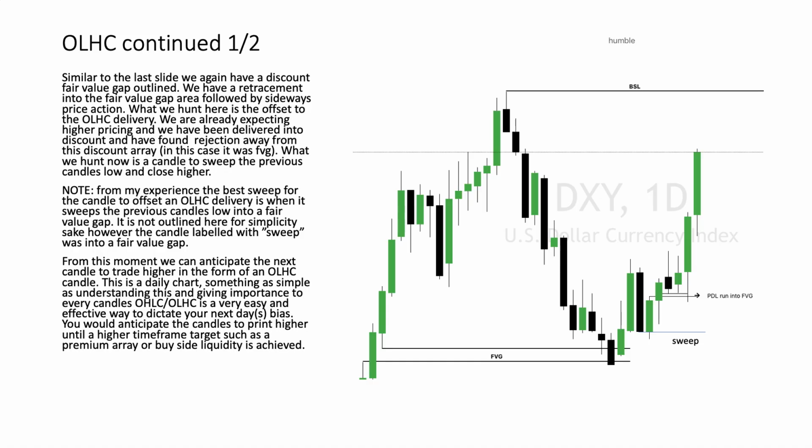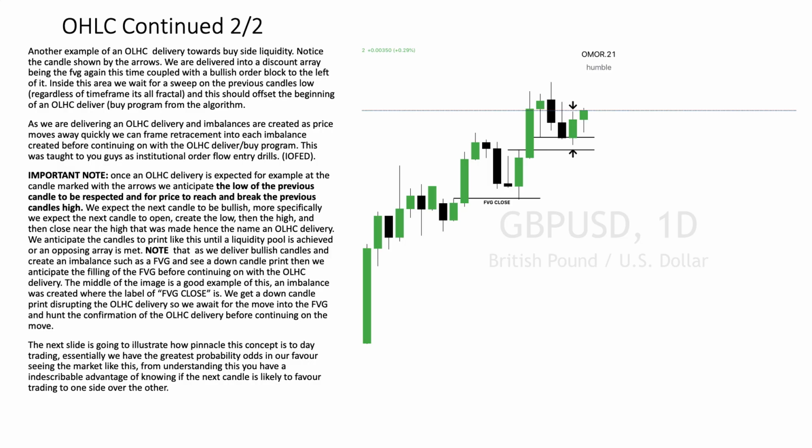You can even take it to the lower time frames, which is what we're going to discuss later on, right? You would anticipate the candles to print higher up until a higher time frame target, such as a premium array, any opposing array, or a buy side liquidity target is achieved. Another example of an open low high close delivery towards buy side liquidity. Notice the candle shown by the arrows, right? We are delivered into a discount array, being the fair value gap. Again, this time coupled with a bullish order block to the left of it.